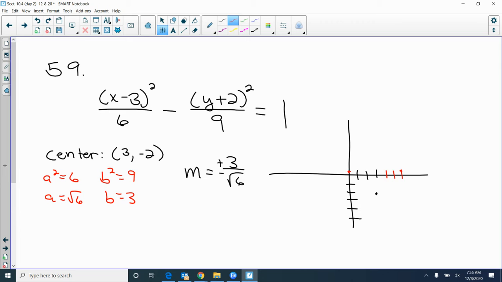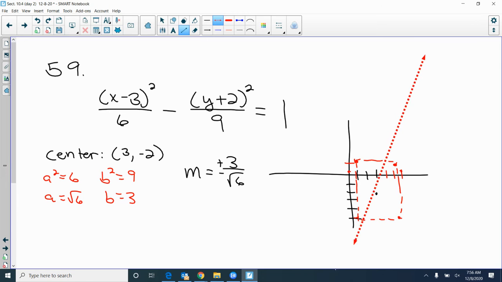Okay, and then over square root of 6. I should go up 1, 2, 3, and then over square root of 6, and go up 1, 2, 3, and over square root of 6, and then down 3 over square root of 6. Okay, so it's going to look something like that, and then you're going to have your asymptotes through there.